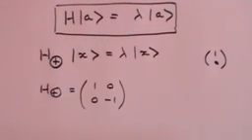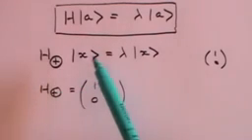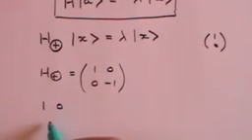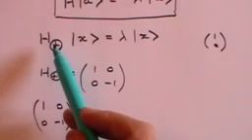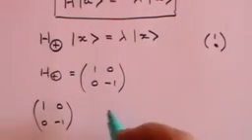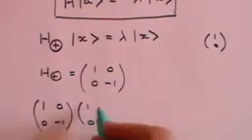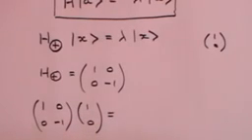So what I've got to do is to apply this to the X eigenvector and see if I get the same eigenvector with a number in front of it. Well, let's see. So we've got 1, 0, 0, minus 1. That is the Hermitian matrix, the operator, acting on X. And X is 1, 0.